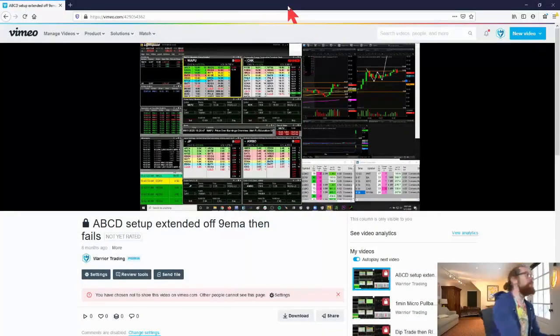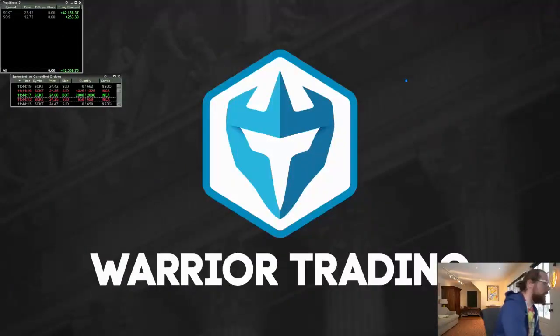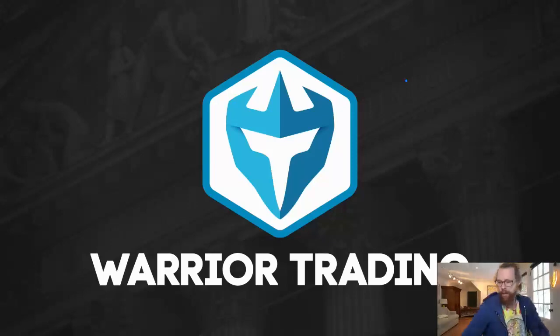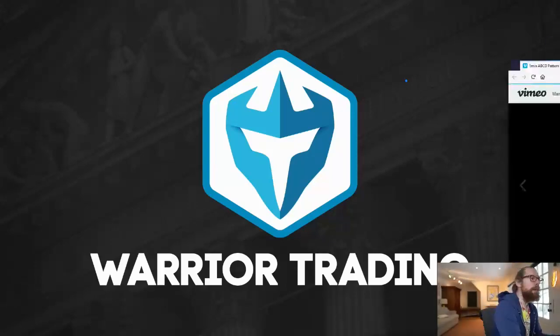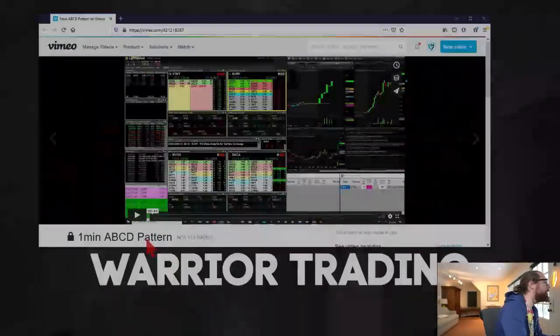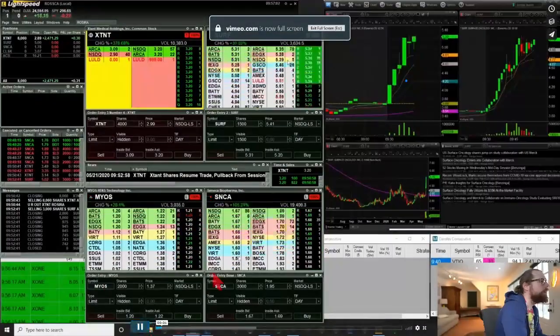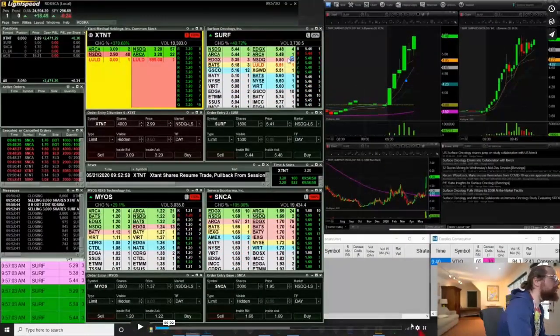All right, so let's see. Let me move this here and move this here. All right, so now let's look at the next example. Okay, let's see. All right, here we go. So we're going to look at this ABCD pattern here, which is a quick example. This is a 1-minute ABCD pattern. Let me just increase the quality here.